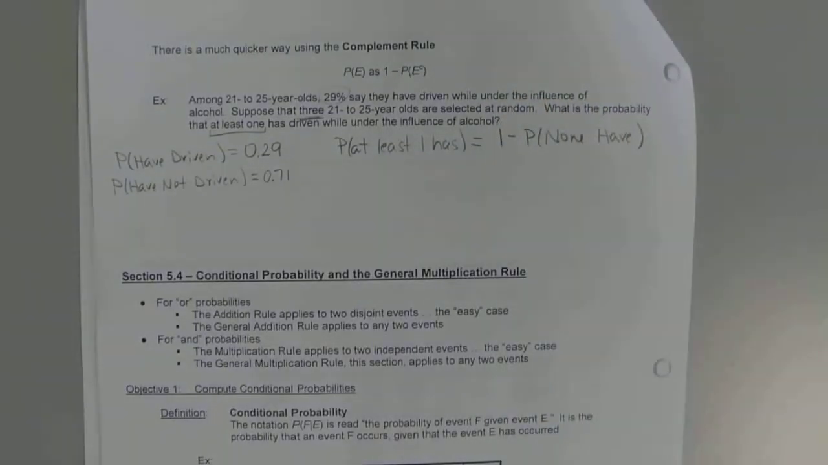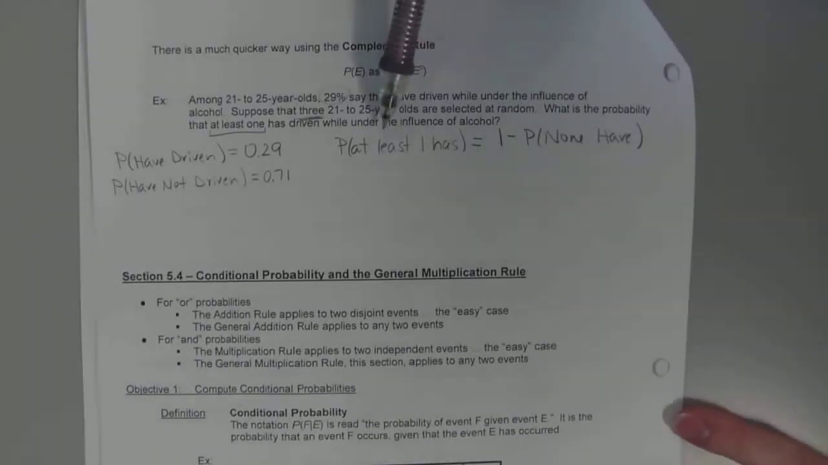Okay? So this is just something you want to keep in mind. The opposite of at least 1 doing something is no one has done that. And you can flip it. The probability at least 1 has not done something, the opposite is they all have. So kind of keep that in mind. If this is a positive thing, at least 1 person has, the opposite is none. If this is a negative, at least 1 has not, the opposite is all. And keep that in mind, okay?